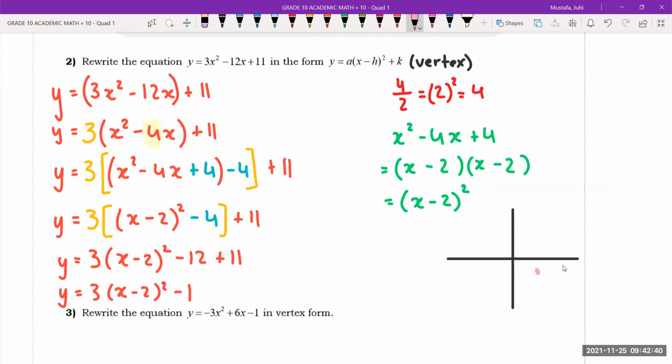Is it going to open up or down? Yeah, there's no negative sign. And the 3 means it's going to be a vertical stretch. So it's going to be kind of narrower. So if I were to draw a sketch, it would look something like this. I can also figure out what would be the axis of symmetry looking at the equation. What do you think, Amina? X is equal to positive 2. Yeah. And what would be this value, the minimum value? Jordan? Y is equal to negative 1. Good job.